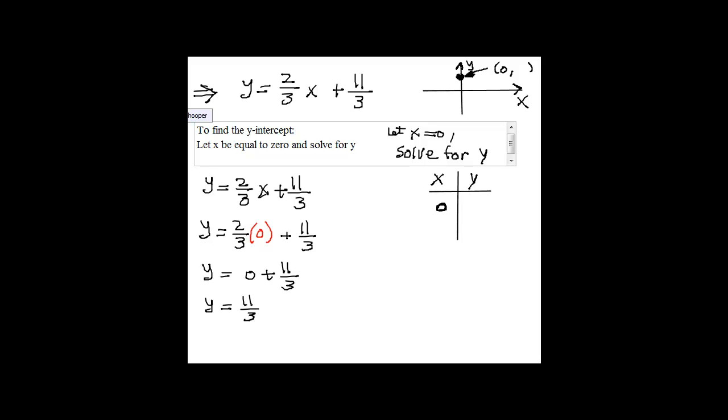But if you don't see it, you have to go through this calculation, right? So can I see a check mark next to your name if you can follow that? Y would be 11 over 3 if x equal to 0. If you still don't see it, put the x next to your name. If you see it, go ahead and put check mark next to your name, please.